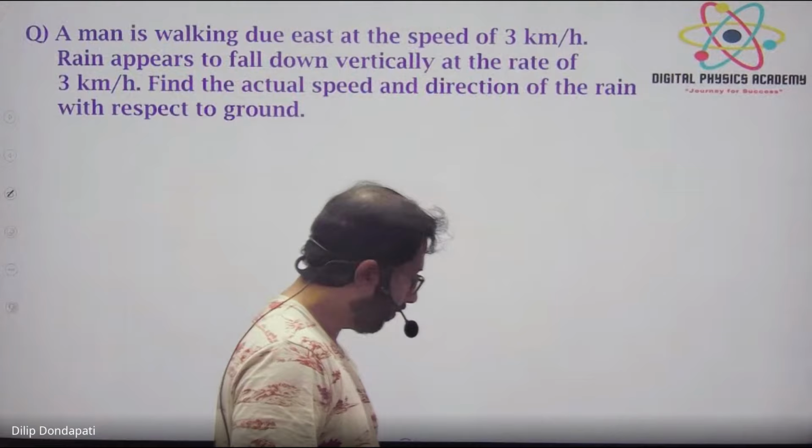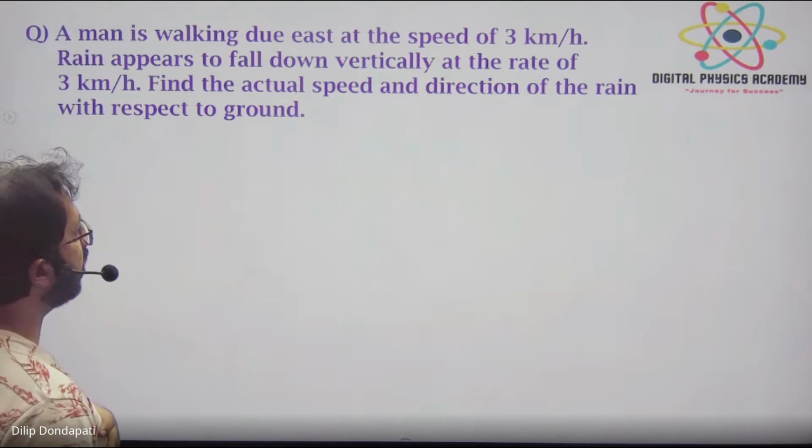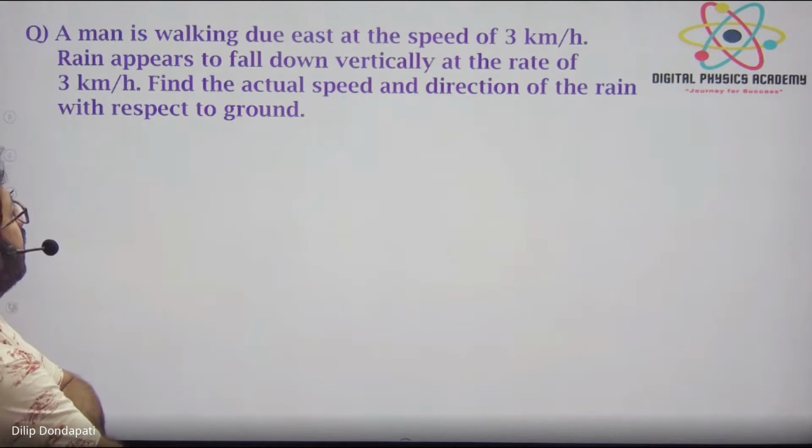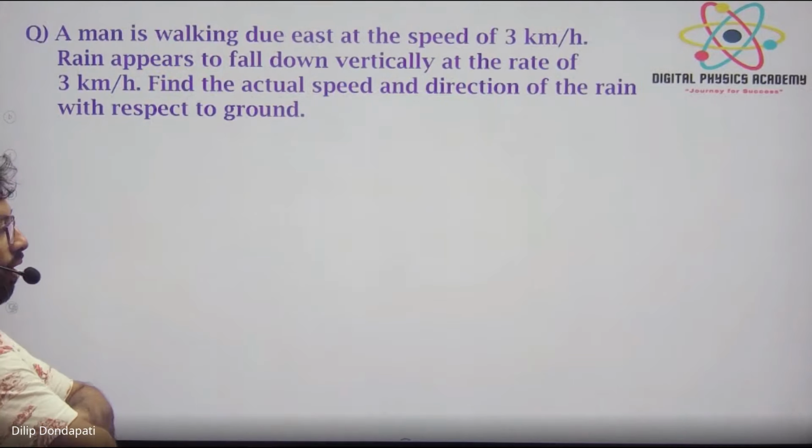Solve and tell answer. I'll draw the picture. A man is walking due east at a speed of 3 kilometers per hour. Rain appears to fall vertically at a rate of 3 kilometers per hour. मतलब what is given 3 kilometers per hour? Tell me, can I tell? Rain. Velocity of rain with respect to man. That is given.